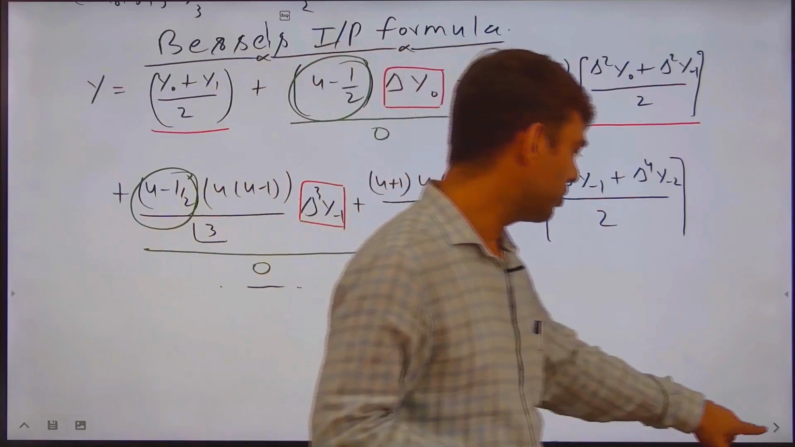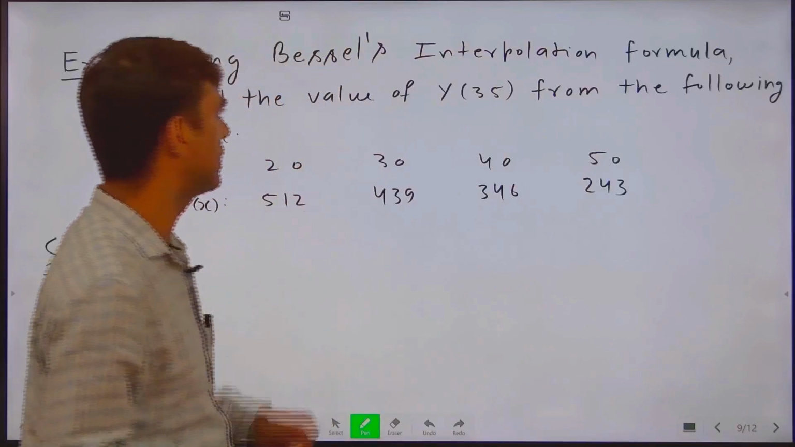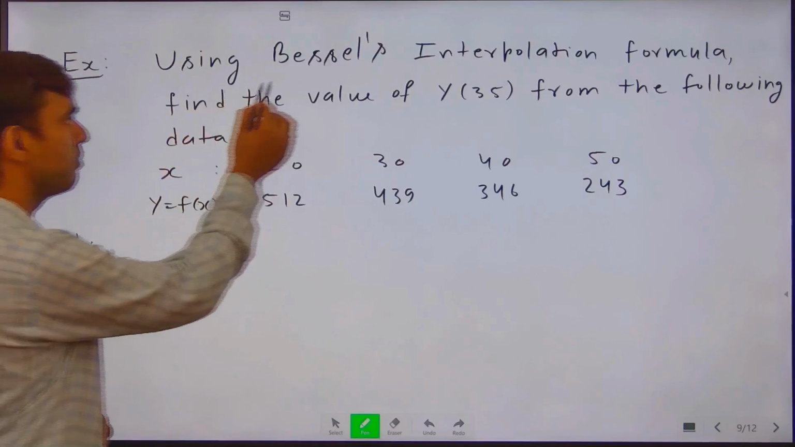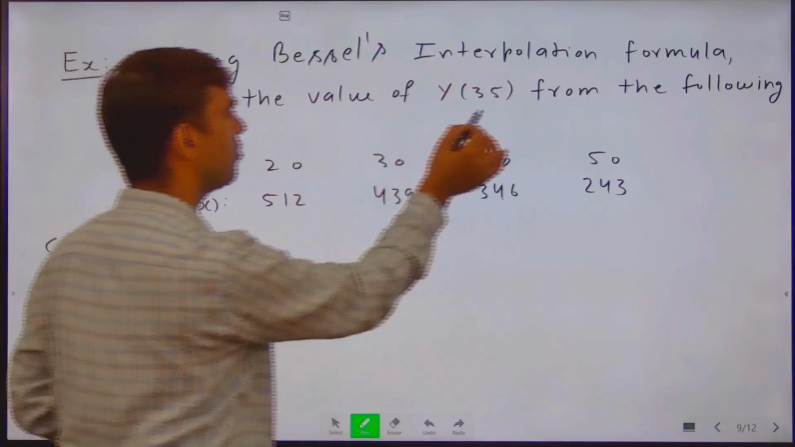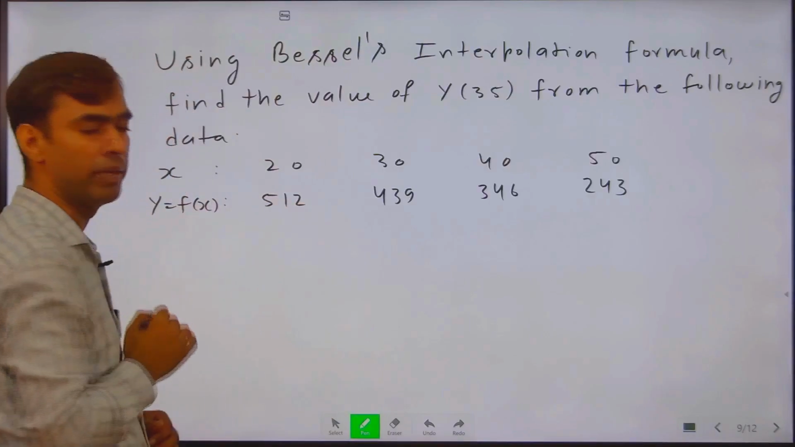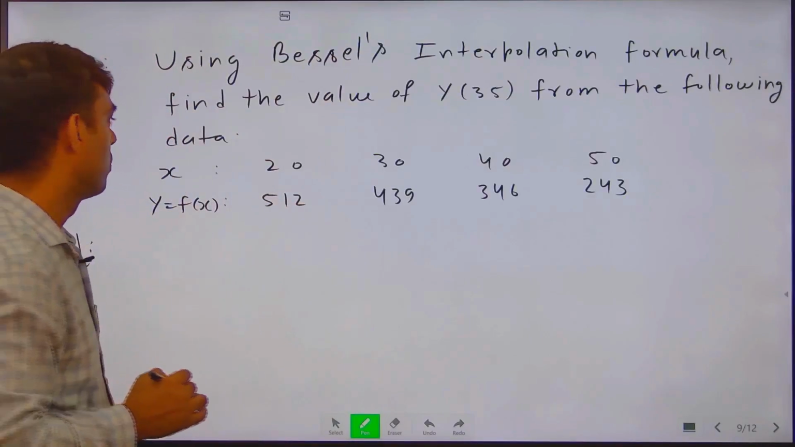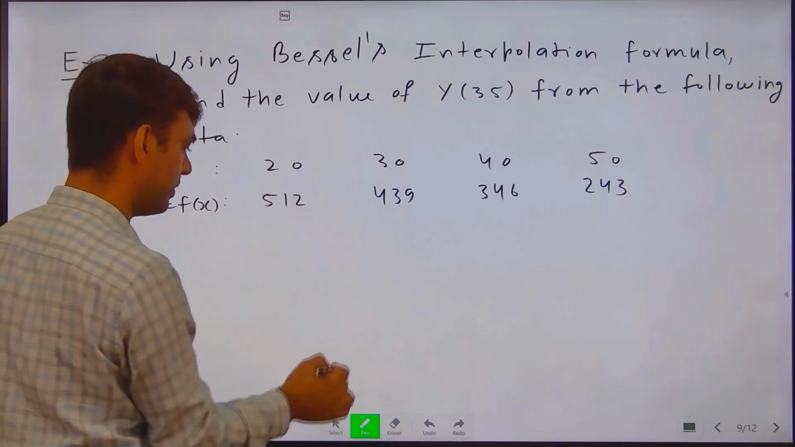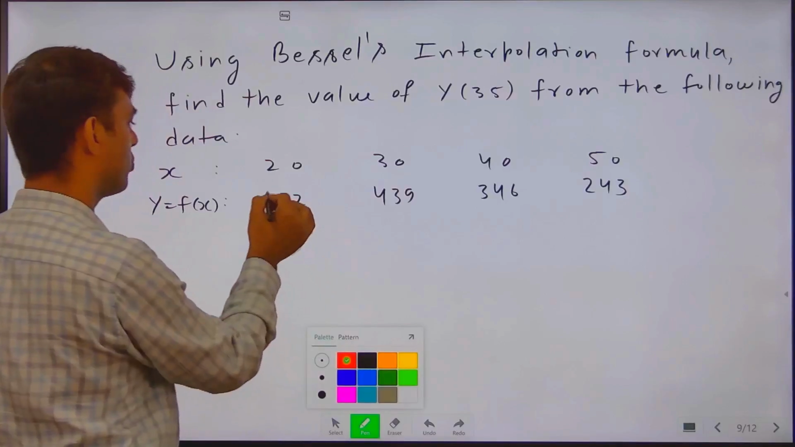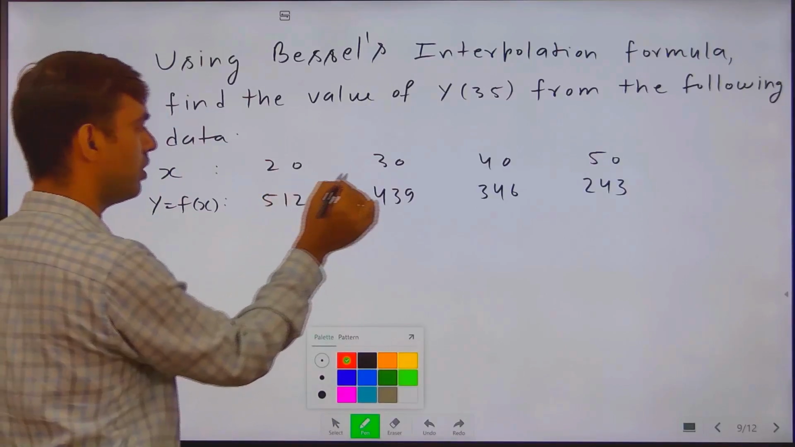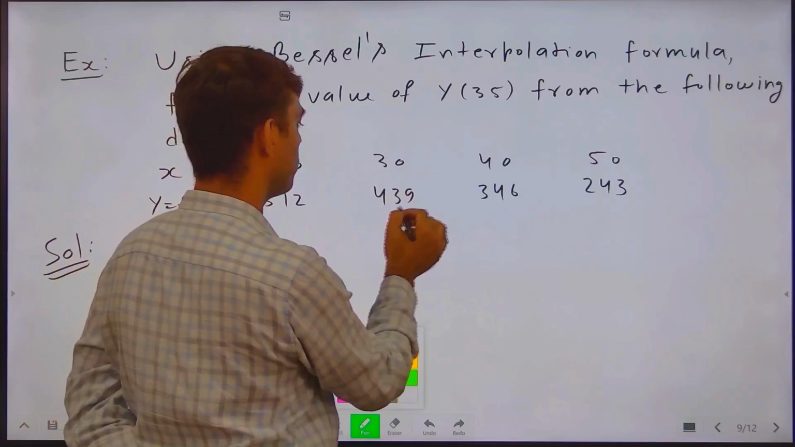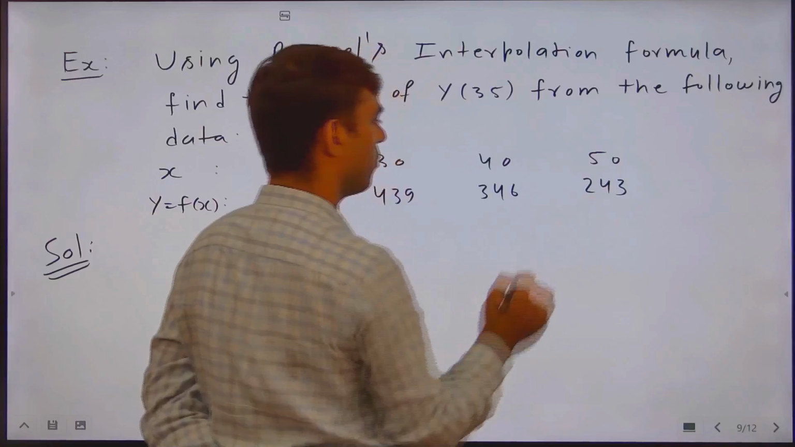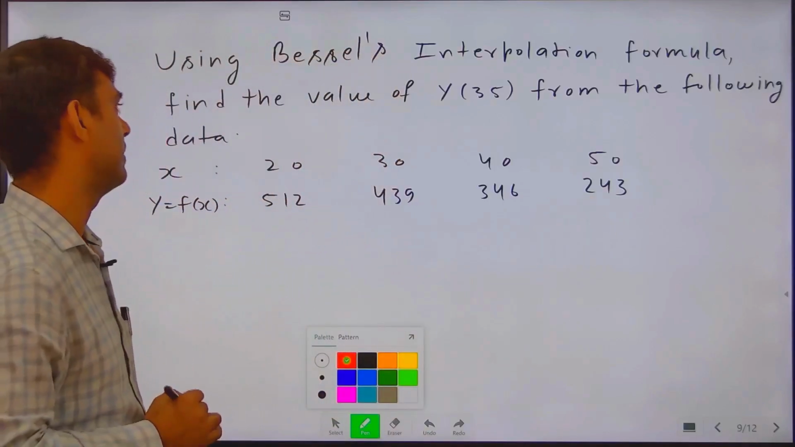Now we are going to solve one numerical problem based on Bessel's interpolation formula. So, what is the problem? Using Bessel's interpolation formula, find the value of y35 from the following table. The data: at x equal 20, y is 512. At x equal 30, y is 439. At x equal 40, y is 346, and at x equal 50, y is 243.